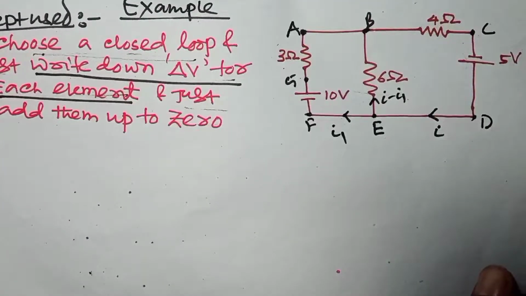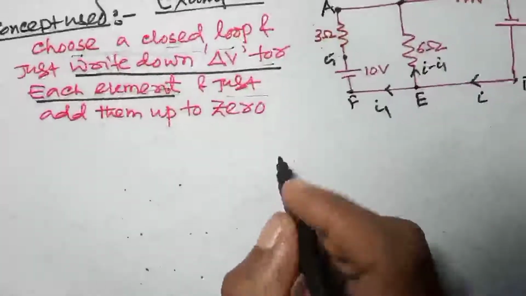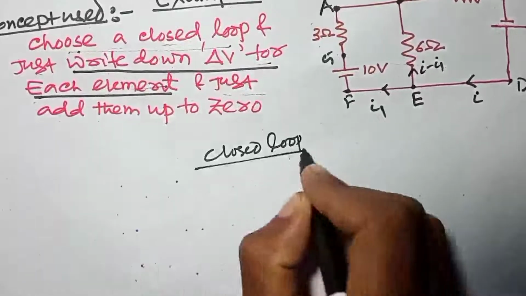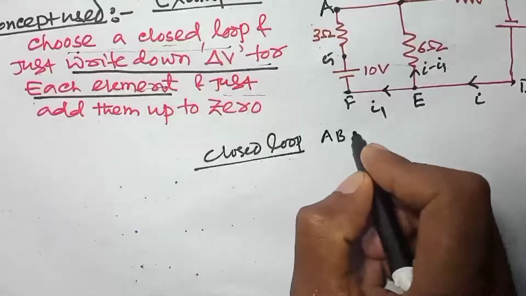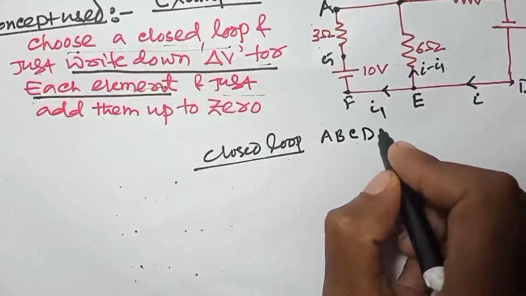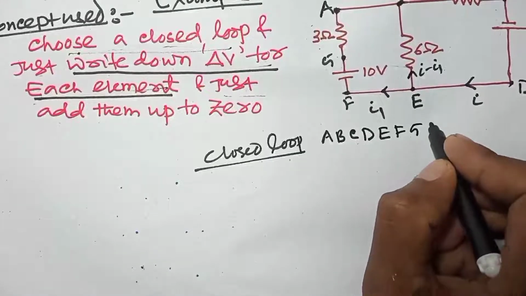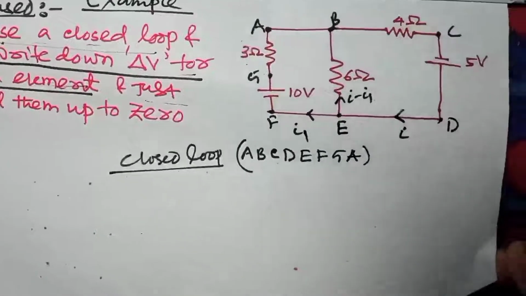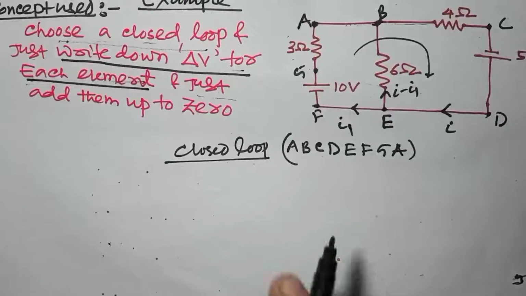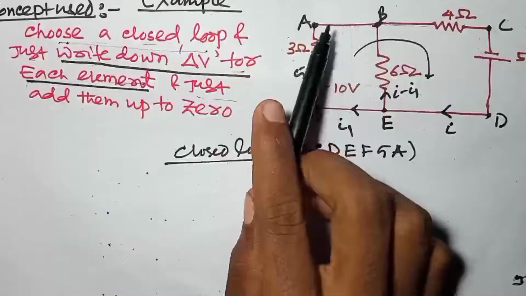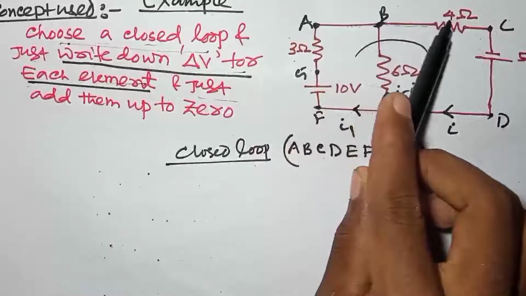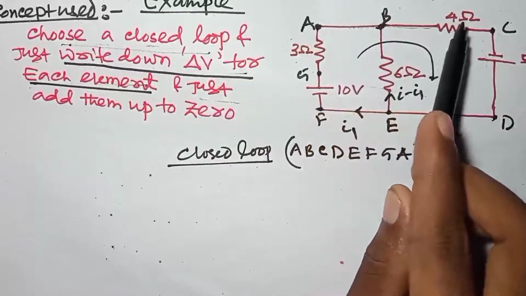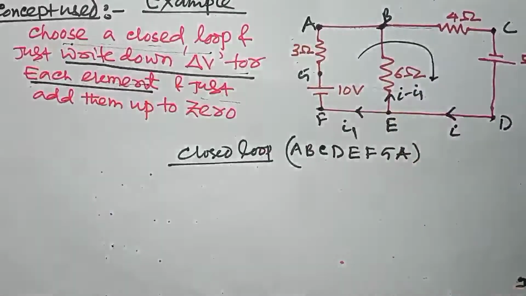Then in step number 3 we have to choose a closed loop. Let's say I chose the closed loop A, B, C, D, E, F, G and again A. This is the closed loop I chose. Let's say I started from point A and I am going in this direction. I first encountered a resistor of 4 ohm.